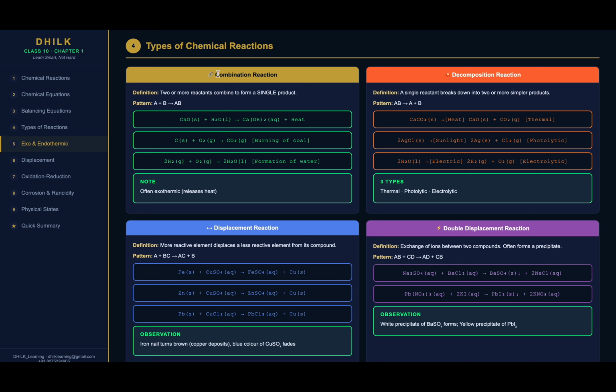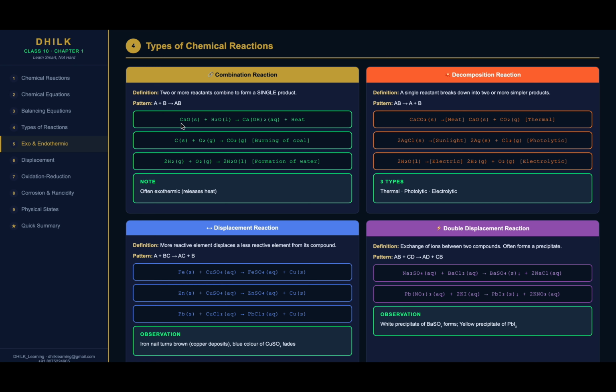So what are combination reactions? They are reactions in which 2 or more reactants combine to form a single product. There may be 2 or more reactants, but they will form only one single product. That is called a combination reaction. The general pattern is A plus B gives AB. There are 2 reactants, A and B, and they are converted into a single product AB. So this is called a combination reaction.